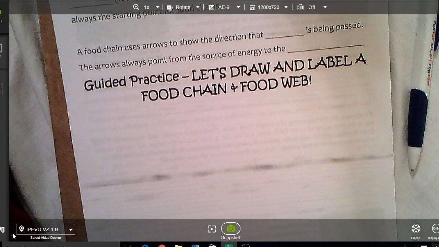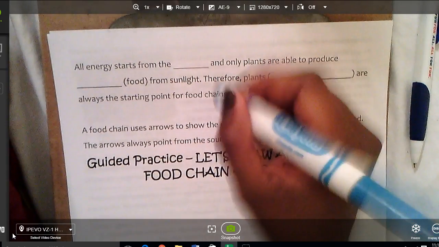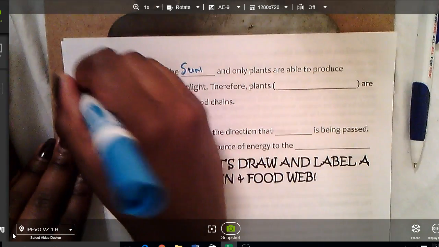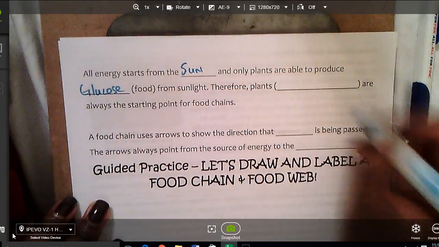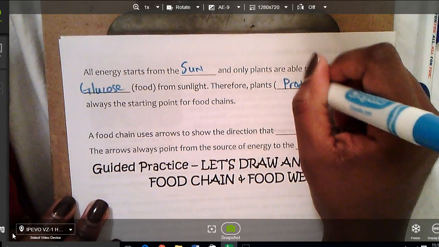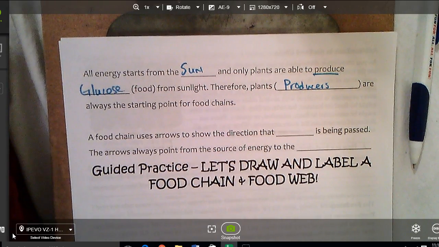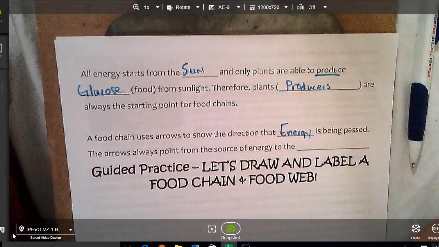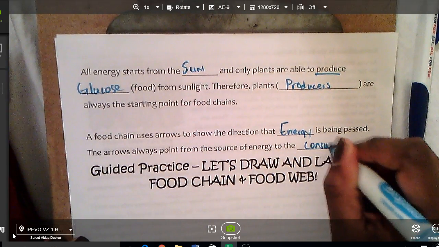So with all the information that we've learned, we want to go ahead and fill in these blanks at the top. Alrighty, it says all energy starts from the sun, and only plants are able to produce glucose. This is what we call their food. Therefore, plants, which we also call, you guessed it, producers, are always the starting point for food chains. A food chain uses arrows to show the direction that energy is being passed. The arrows always point from the source of energy to the consumer.